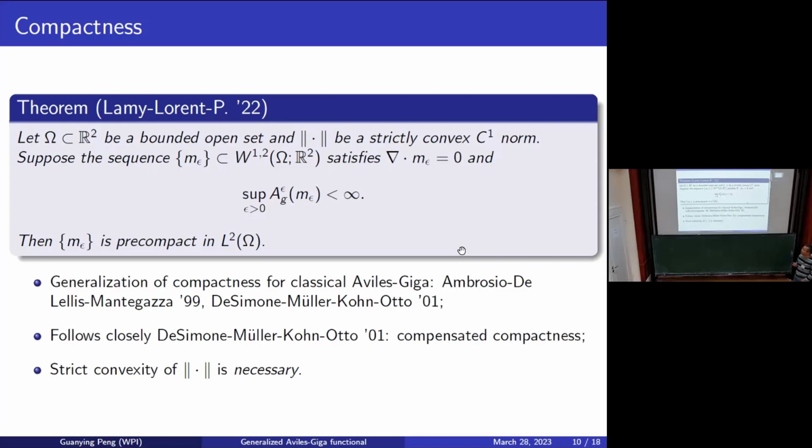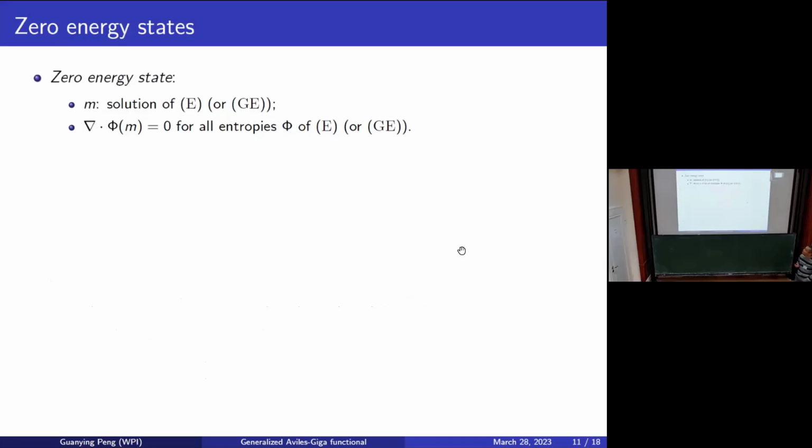So next, let me discuss a little bit about the so-called zero energy states. Here, I'm combining the definitions for both the classical case and our generalized case into a single definition. A zero energy state is a solution of the Eikonal equation or generalized Eikonal equation, so that all entropy productions are zero. Here the entropies are those for the classical equation or our generalized equation.